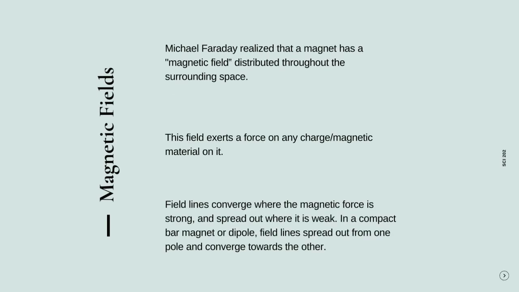Michael Faraday realized that a magnet has a magnetic field distributed throughout the surrounding space. This field exerts a force on any charged magnetic material in it. Field lines converge where the magnetic force is strong, and spread out where it is weak. In a compact bar magnet or dipole, field lines spread out from one pole and converge towards the other.